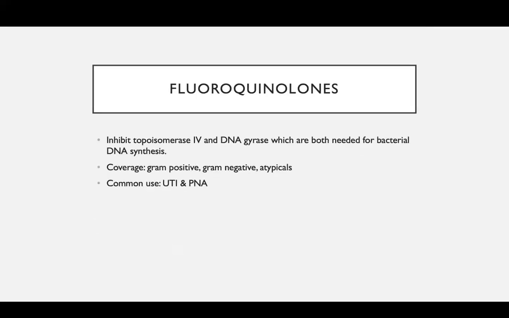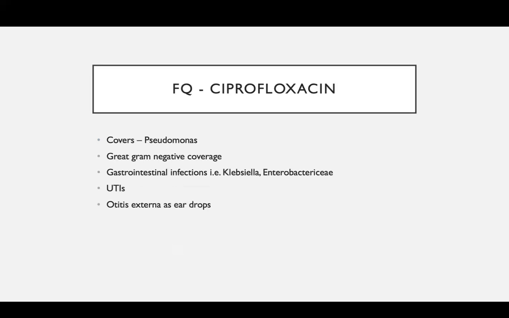For our fluoroquinolones, they inhibit topoisomerase 4 and DNA gyrase. These are needed for bacterial DNA synthesis. For coverage, they are going to cover our gram-positive bacteria, gram-negative, and atypicals. And you'll see these being used a lot for UTI and pneumonia. One of our fluoroquinolones, ciprofloxacin, does cover Pseudomonas. It does have great gram-negative coverage. It's used for GI infections, coverage against Klebsiella, Enterobacter, and used in UTIs. And it does come as an eardrop, which could be used for otitis externa.